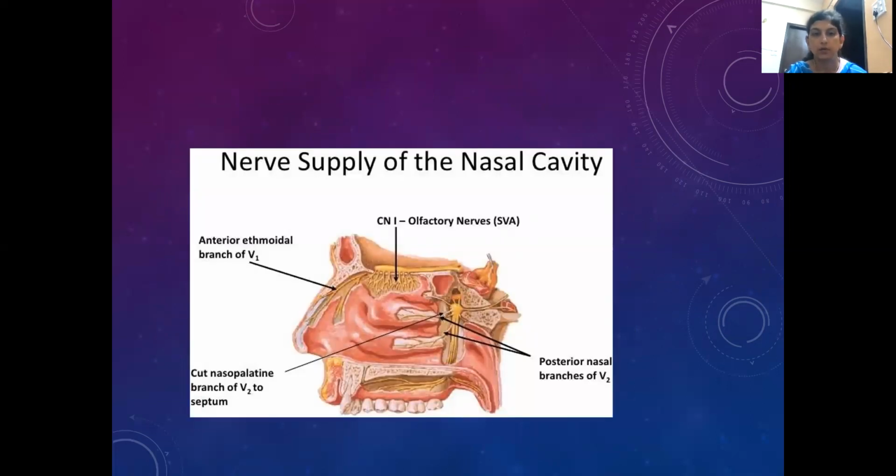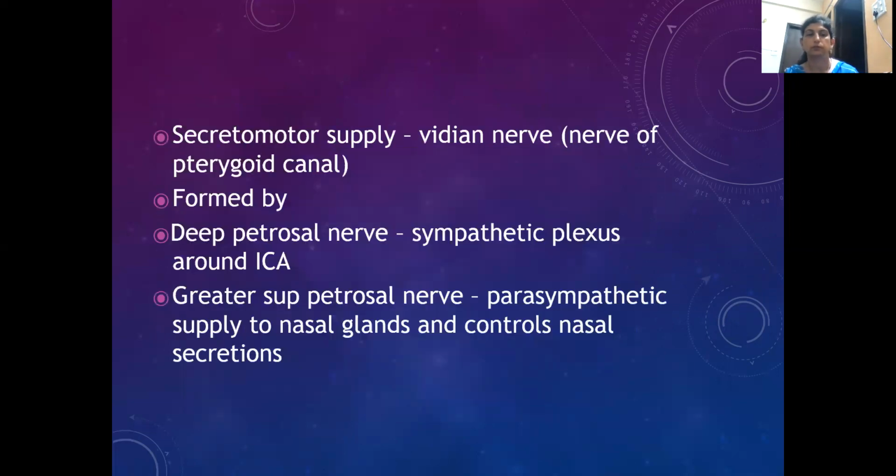The nerve supply of the different areas. The secretomotor supply is through the vidian nerve, that is the nerve of pterygoid canal, formed by the deep petrosal nerve and greater superficial petrosal nerve, that is the parasympathetic supply to the nasal glands and controls the nasal secretions.